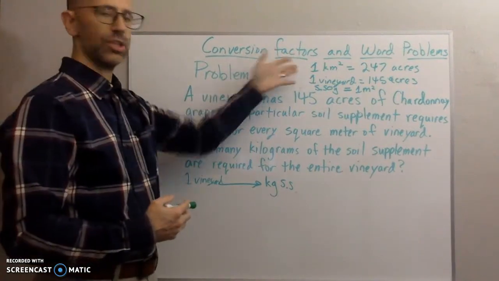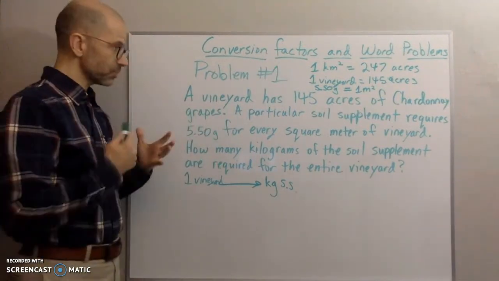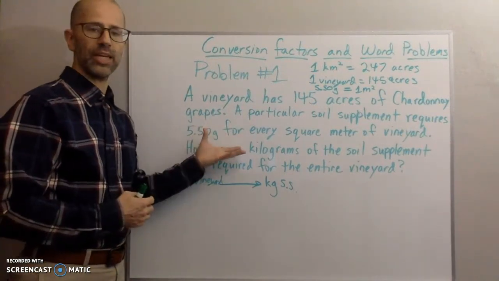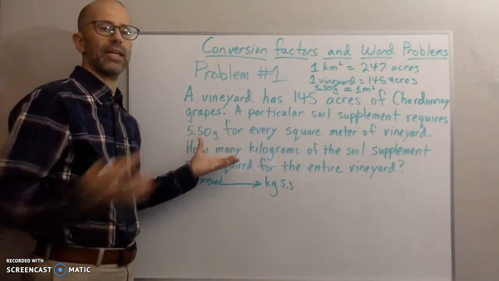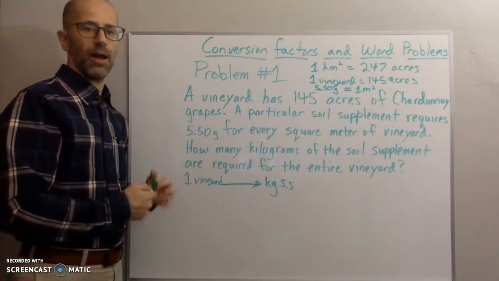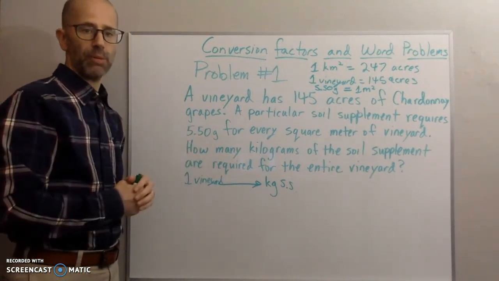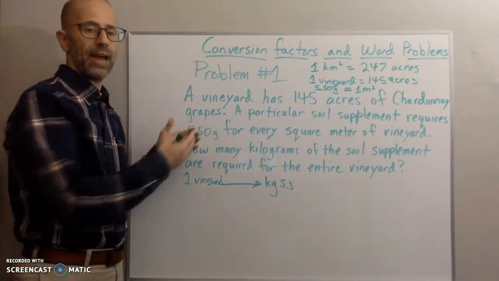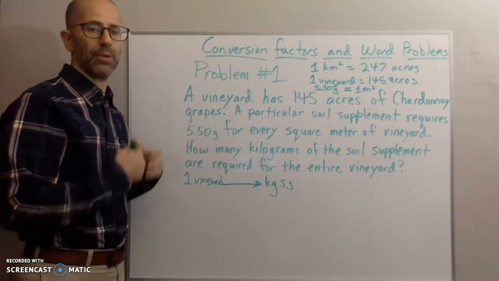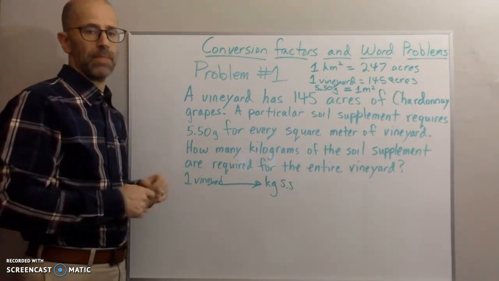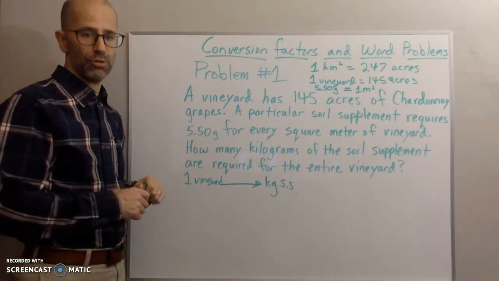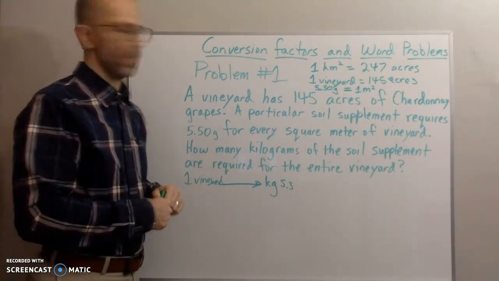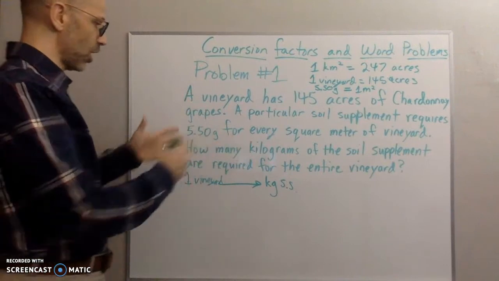And here are the relationships we got. Now, we may not have all the relationships we need from the problem. We might need to bring other relationships into the problem. For example, if we need to do a metric to metric conversion, that's not necessarily going to be given in the problem. It's expected that you know that. Or if there's some other conversion that you need to know, then you need to bring that in as well. But this is what we start with.